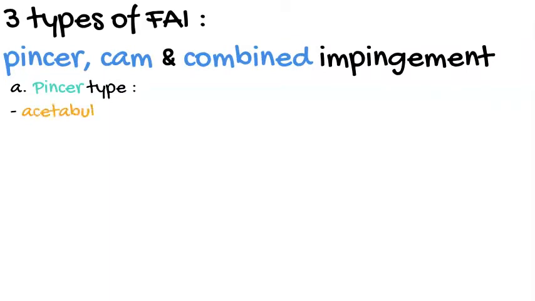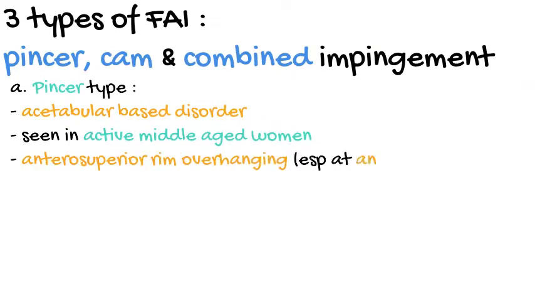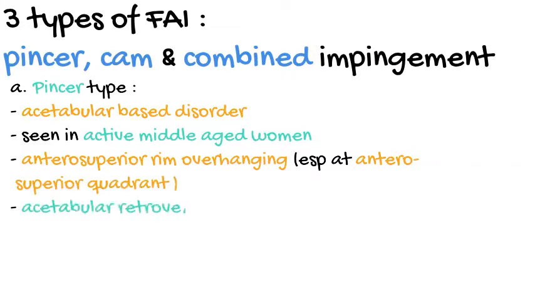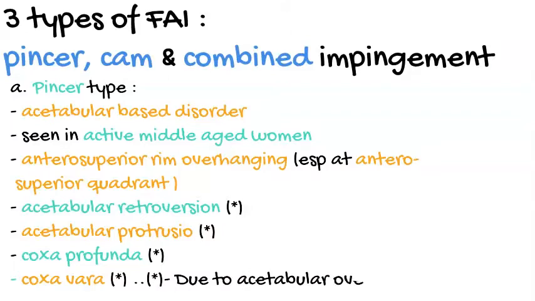Again, there are 3 types of femoroacetabular impingement: the pincer type, the cam type, and the combined pincer and cam impingement. For A, the pincer type, it is an acetabular-based disorder. It is usually seen in an active middle-aged female. It is an anterior-superior rim overhanging, especially at the anterior superior quadrant.